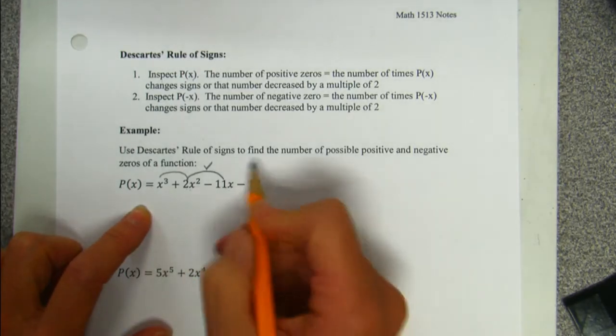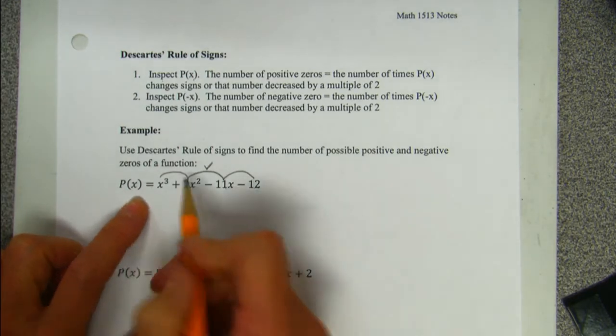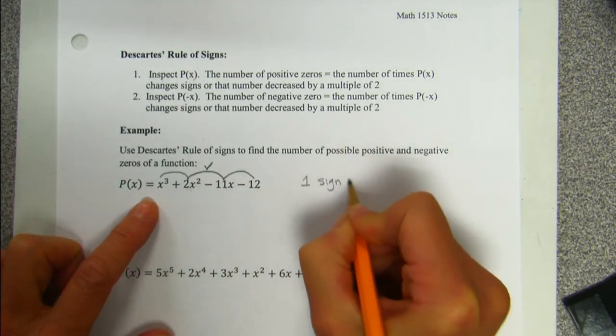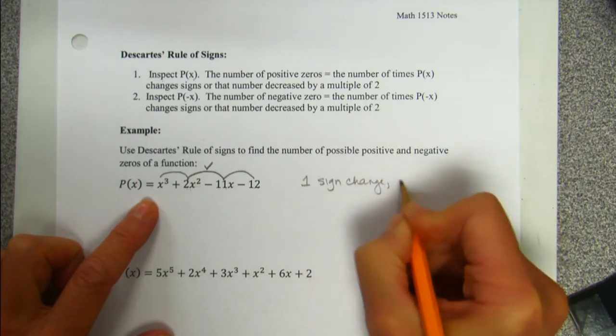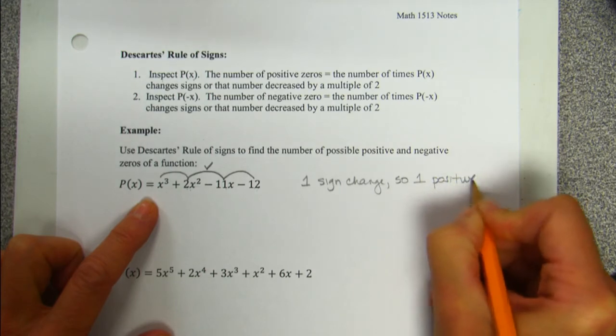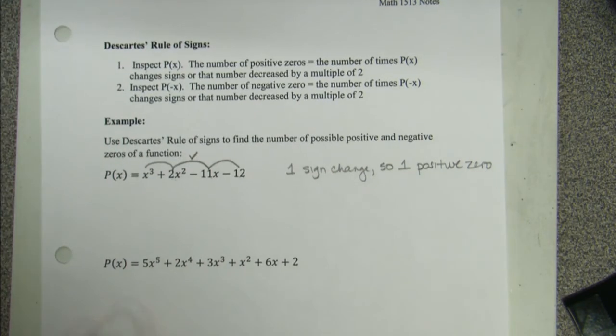From term 3 to term 4, I go from a negative term to a positive term. That is not a sign change because you went from negative to negative. When you inspect and count the number of sign changes, there is one sign change. So there will be one positive zero. The number of sign changes tells you how many zeros to expect that are positive or negative.